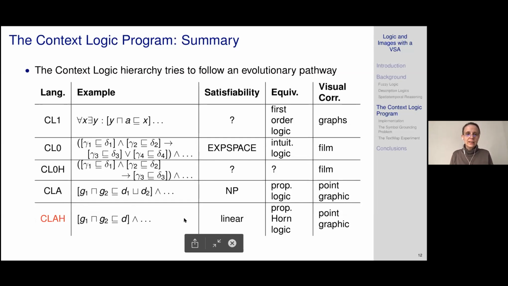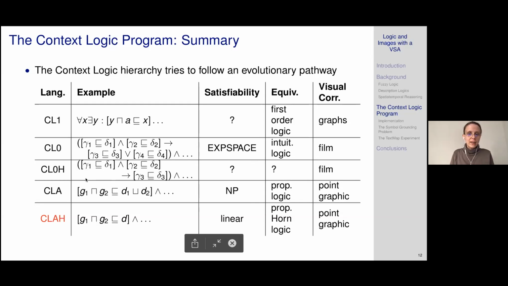We can have a series of those simple relational statements. And the satisfiability problem here is linear. So we are in propositional Horn logic, and we can actually simulate in this language all sorts of the propositional, the Horn fragment of several spatiotemporal calculi. But there is also a visual correspondence that I'll go into more detail later. Those correspond to point graphics, as I will show.